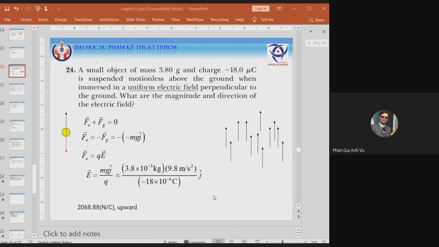Okay, so let's calculate that. 3.6 multiplied with 10 to the power minus 3, multiplied with 9.8, over 18. Okay, you get this answer. So minus 2070.